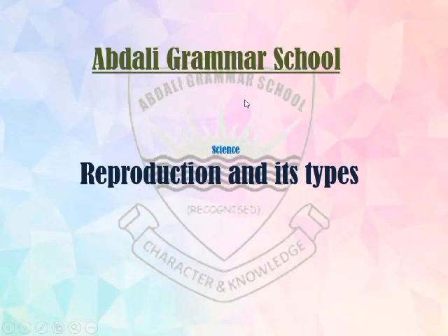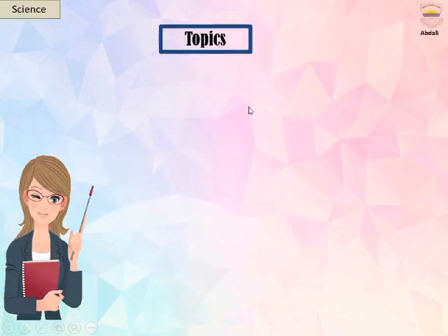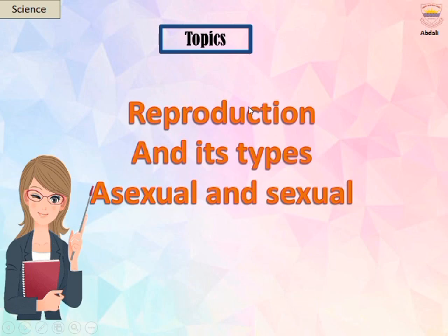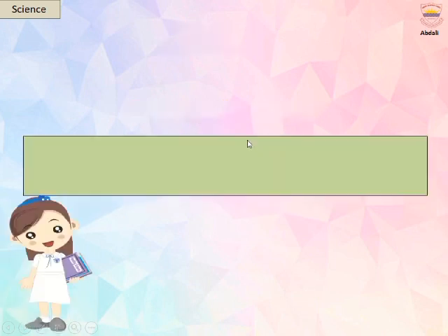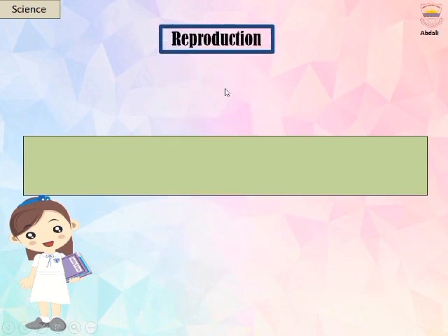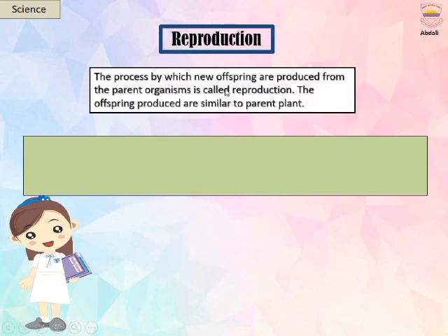Welcome to our exciting journey into the fascinating world of plants. Today, we will explore an essential aspect of their life, reproduction. So, let's get started. What is reproduction? The process by which new offspring are produced from the parent organisms is called reproduction. The offspring produced are similar to the parents.